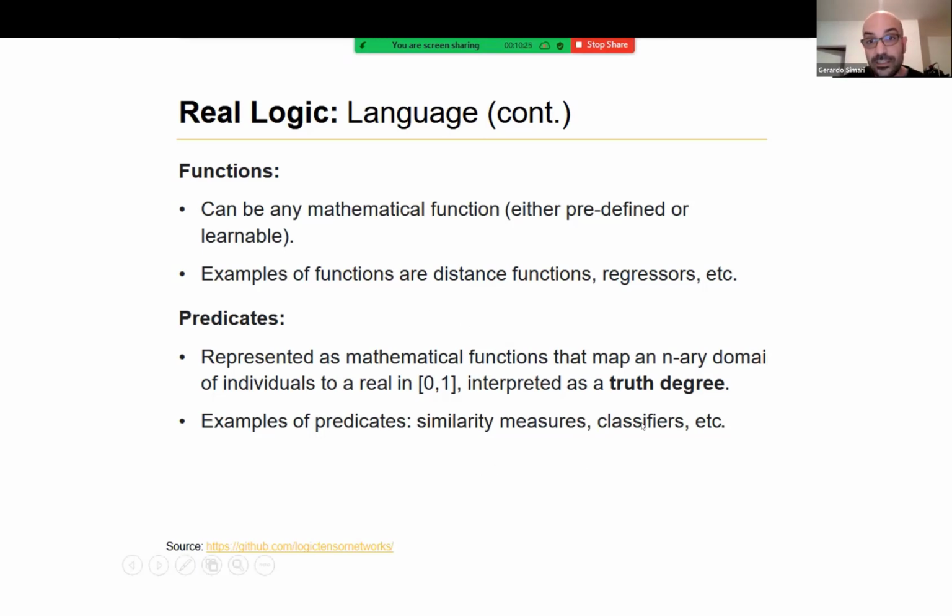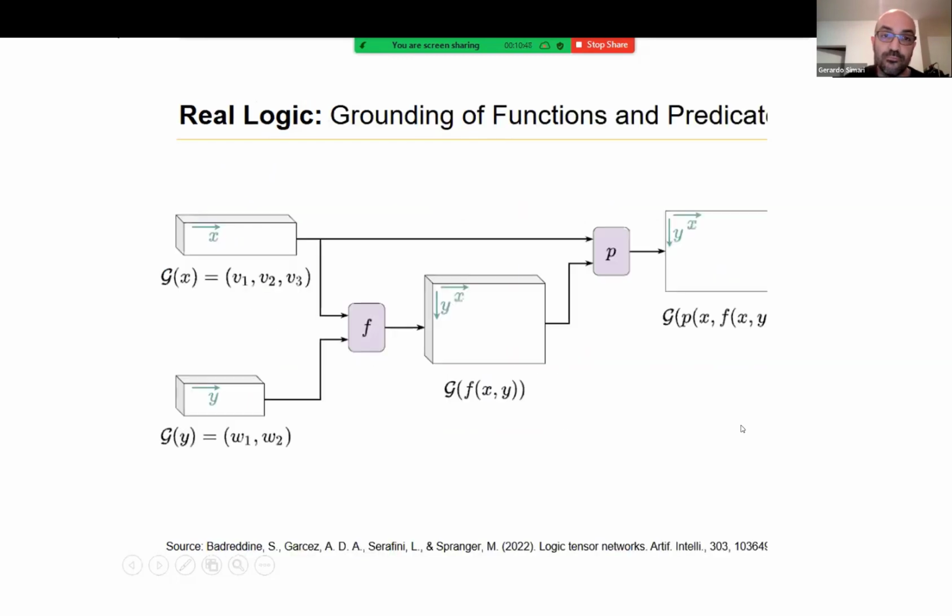Okay. Another classic example: the same way that we said that regressors are a kind of function, classifiers are a kind of predicate. So if you want to classify something into one or more classes, then you will say which degree of truth an individual has, depending on the class. So this is a visual example of everything I just said essentially.